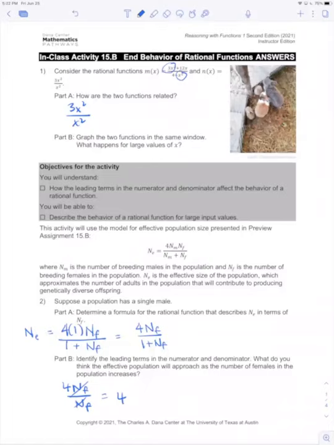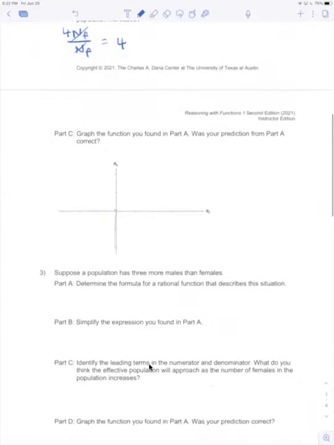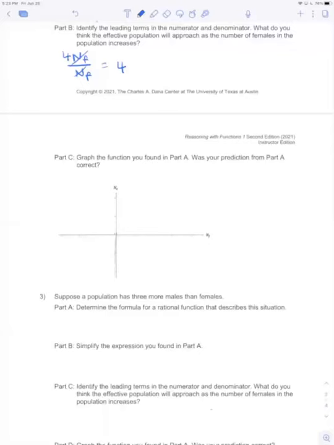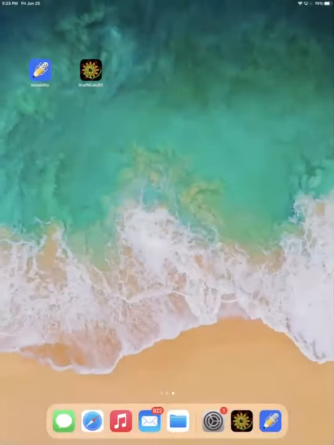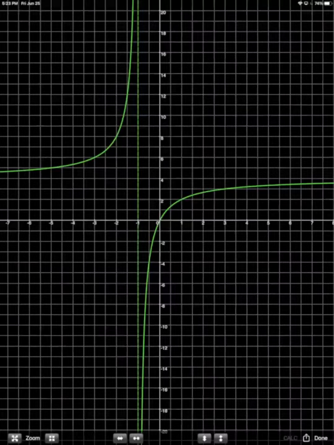And if we were to graph this, we would get a graph. All right, and let's go and graph this. I have this entered into the calculator on the y equals screen already, and we'll graph it, and it would look like that. So the population is going to approach 4. You can see 4 on the y-axis. Both curves approach that as you go farther to the right and farther to the left on the graph.